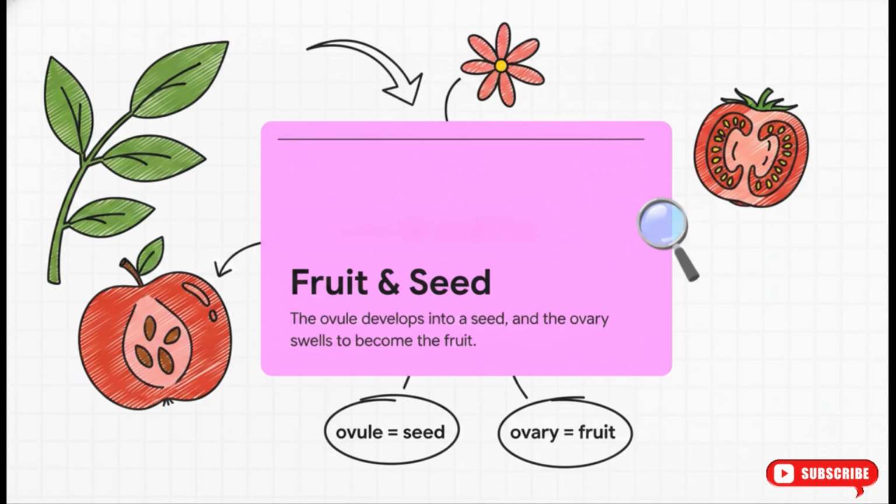Crazy, right? Okay, revision tip 9. Don't swap the words ovule and ovary. Just remember, the slightly smaller word, ovule, becomes the seed, and the larger structure, ovary, becomes the fruit.